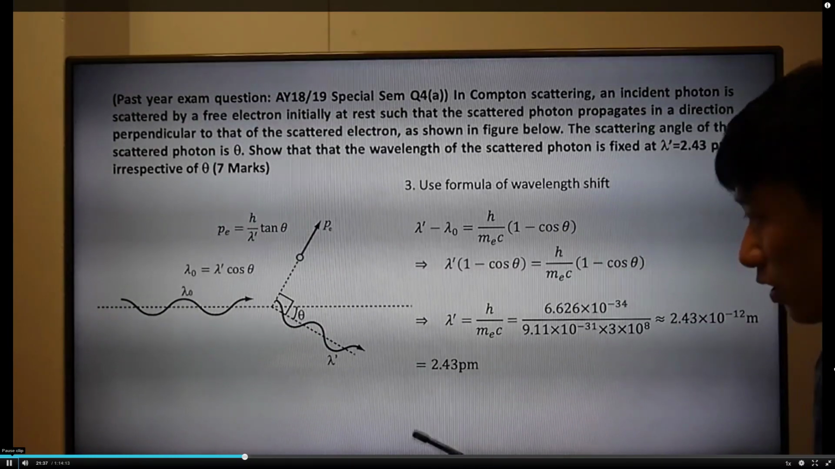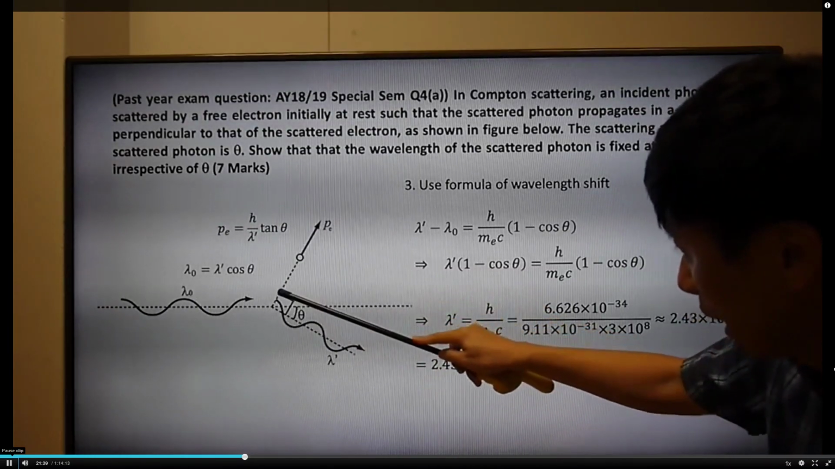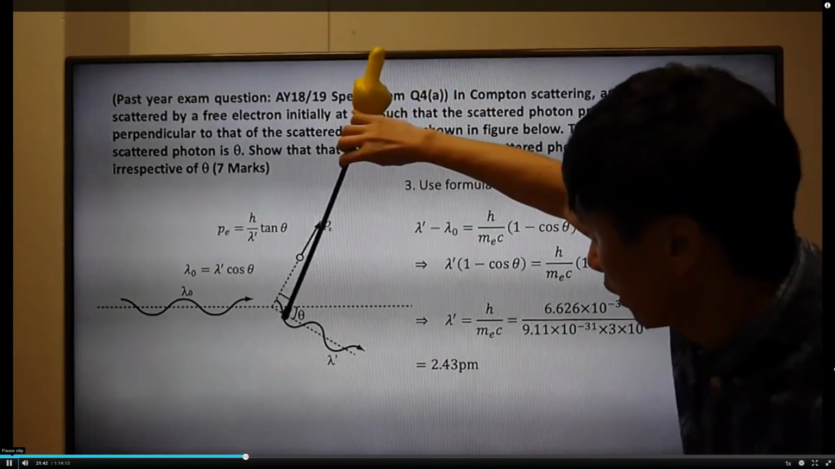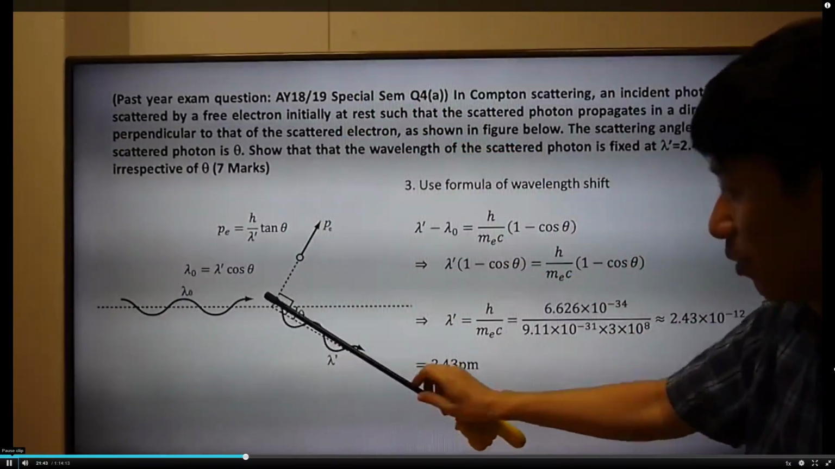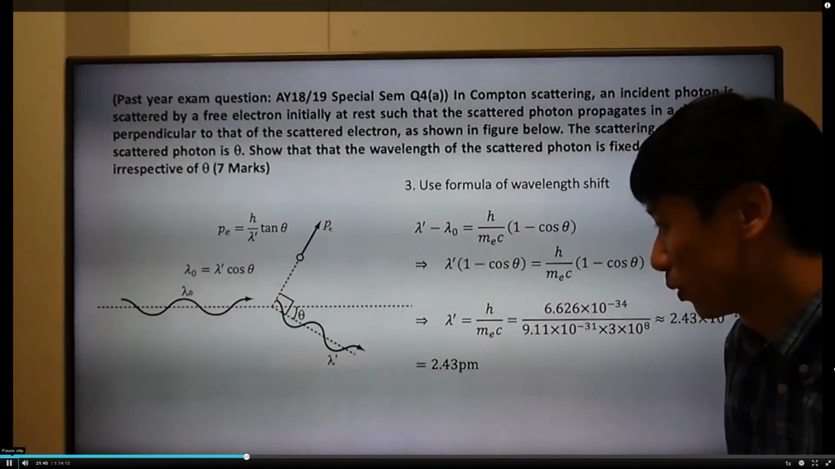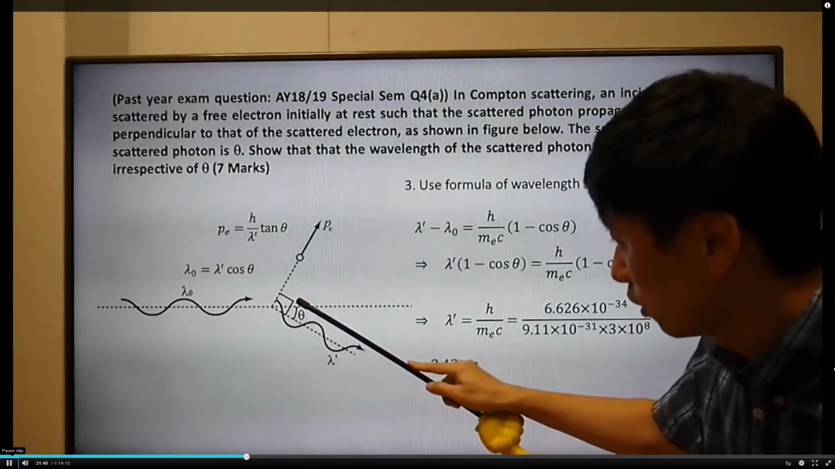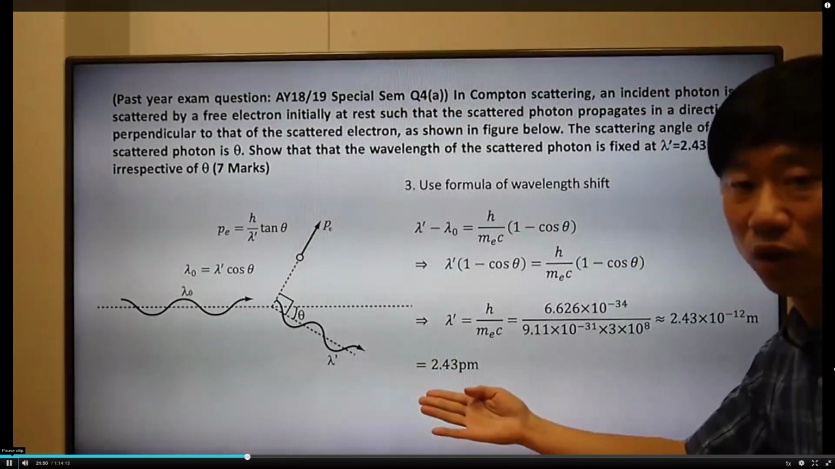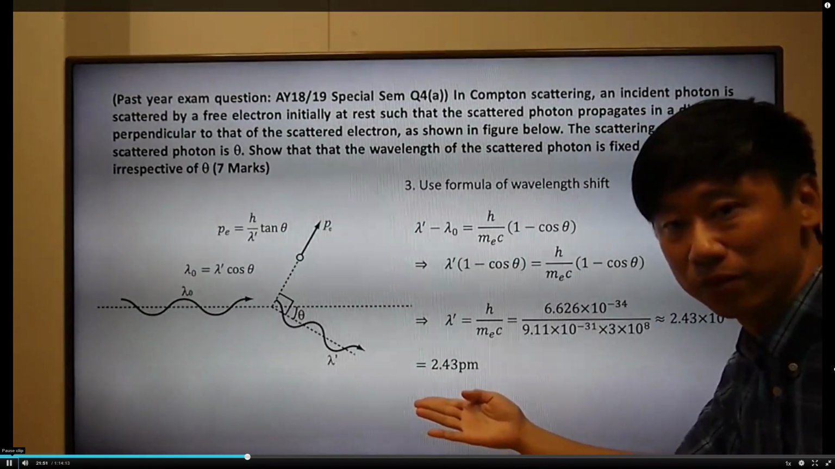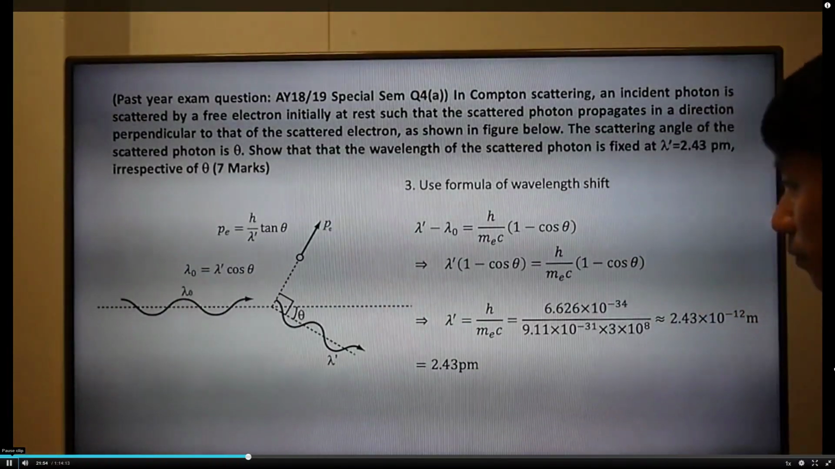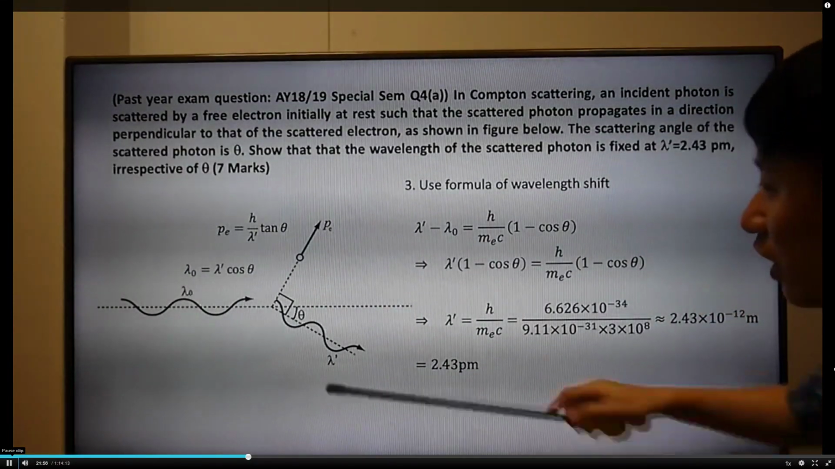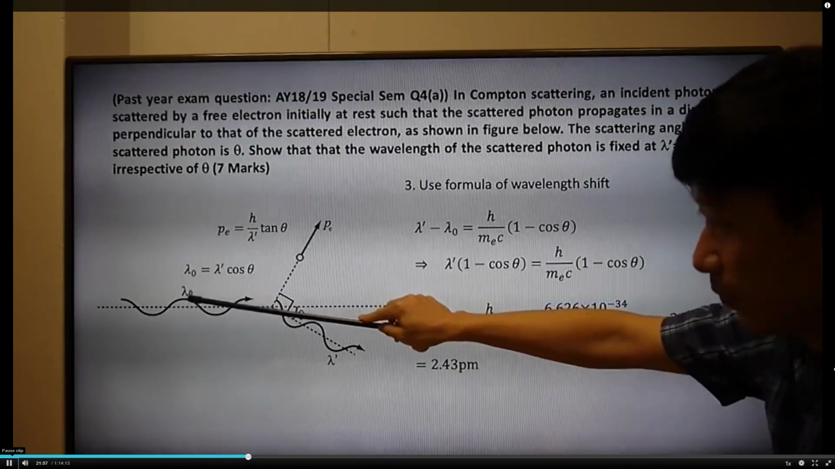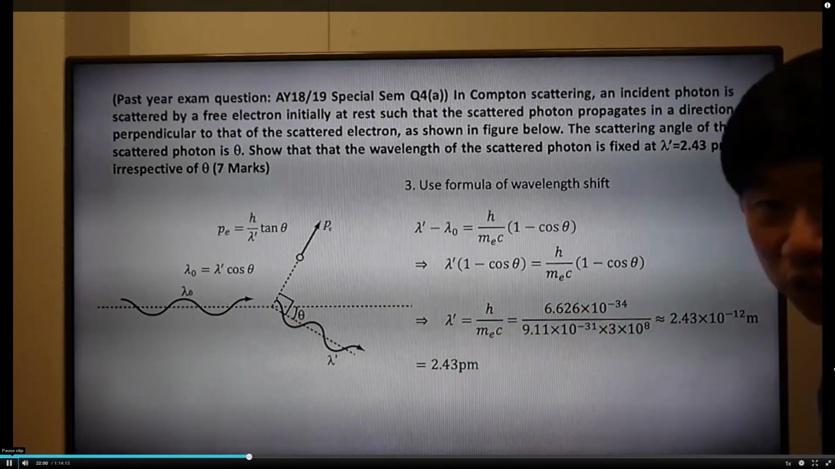It is very interesting. So when the angle between the electron and lambda prime, the scattered photon, keeps the 90 degree, then we can determine the lambda prime regardless of the wavelength of the incident photon.